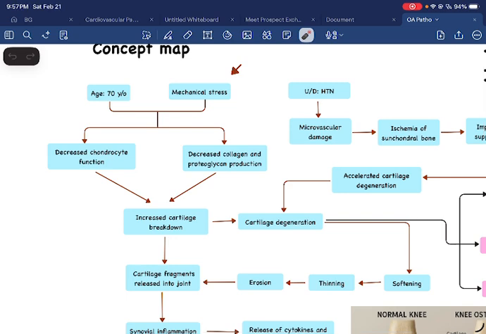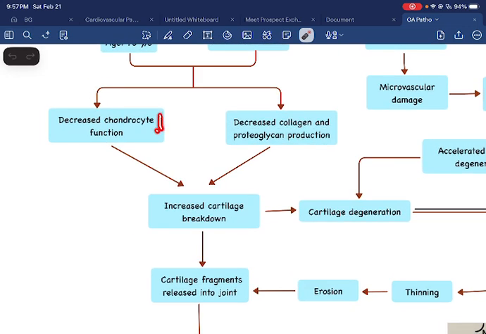First we will talk about the risk factors for osteoarthritis. In my case, the patient is 70 years old, which means she is elderly, and the elderly have a higher risk for osteoarthritis. The next risk factor is mechanical stress. The more we use our joint, the higher the risk of getting osteoarthritis. These two risk factors lead to decreased chondrocyte function.